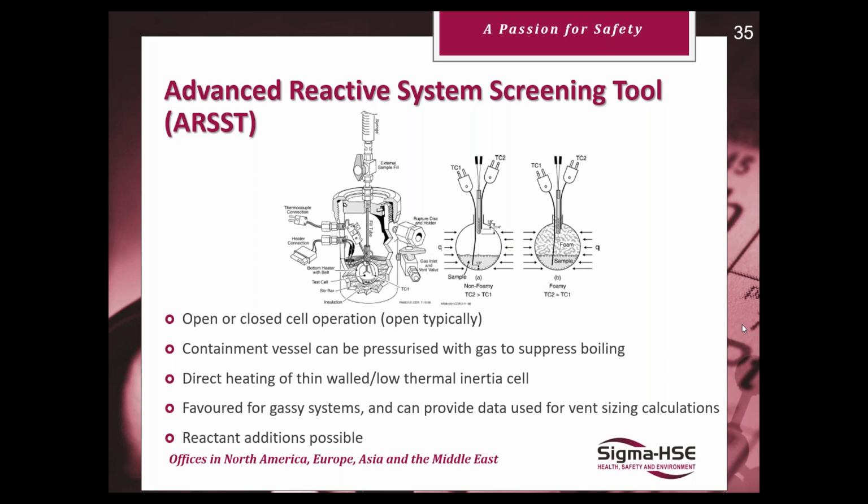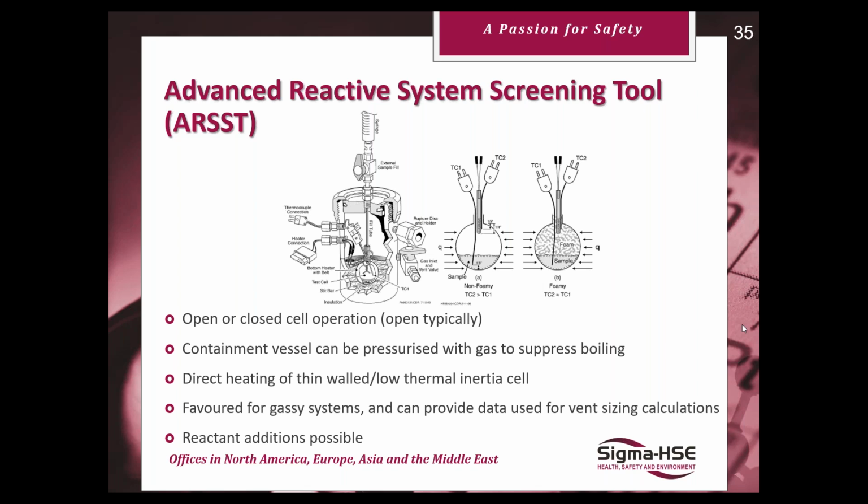If we start doing closed cell testing in the ARSST, it's basically going to function similarly to the ARC with a metal bomb, and the phi-factor is going to increase a lot higher, and you've lost the benefits of using the ARSST in the first place.